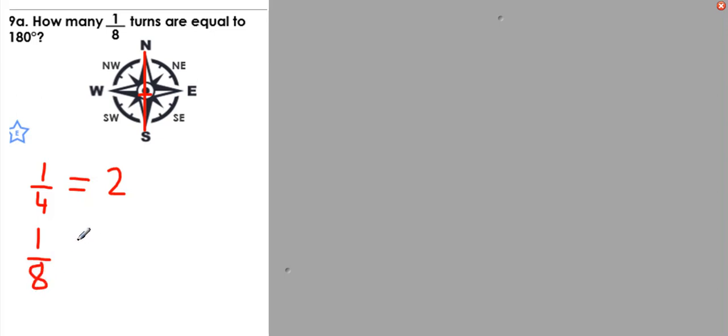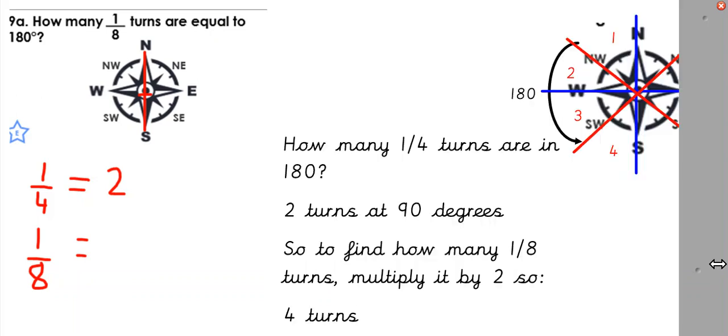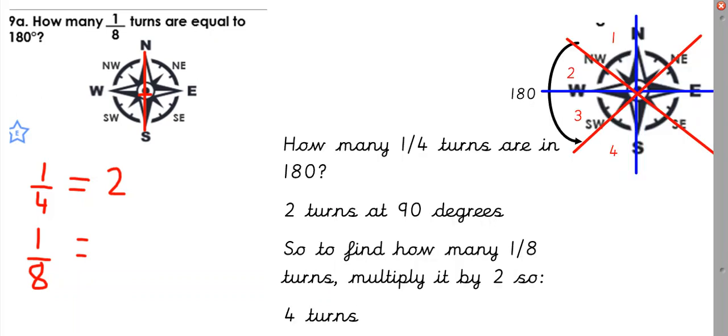So remember, an 1/8 is smaller than a quarter, so you need to multiply by 2. Okay, pause the video now and have a go. Okay, so if we have a look over here then, we can see that in a half turn, so down this straight line, we have got 2 quarter turns.